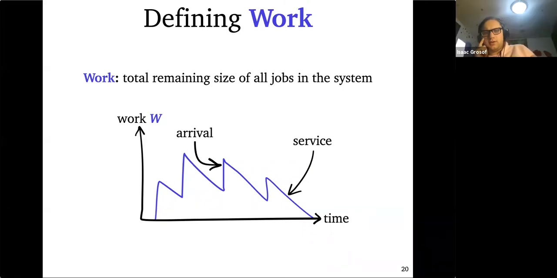Question. Isn't it the case that you could have positive drift without being empty if you just didn't have all your servers filled?